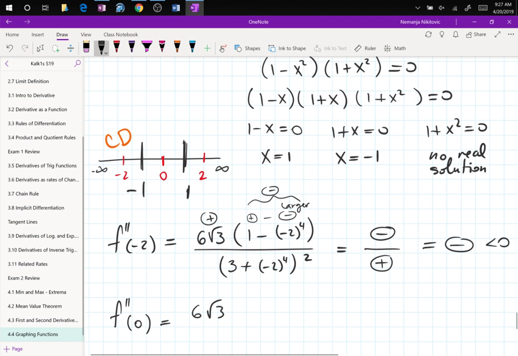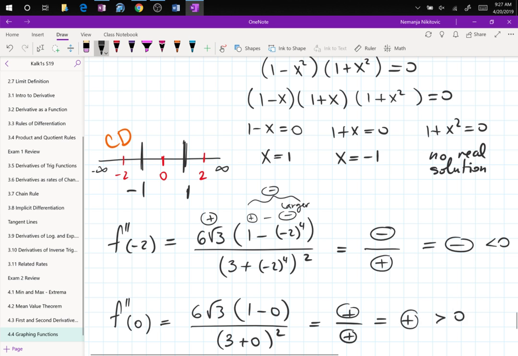So 6 root 3, 1 minus 0, divided by 3 plus 0, squared, which is clearly positive, divided by a positive, which is positive, which is larger than 0, which is concave up.